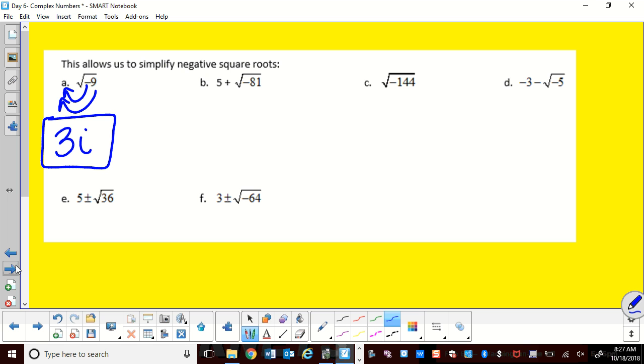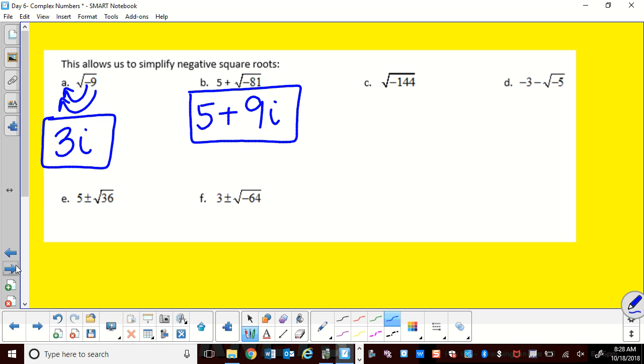So for letter B, I have 5 plus the square root of -81. So I have 5 plus, that's not changing. The square root of 81 is what? 9. And what about my negative? It comes out as the imaginary number. So the square root of -81 converts to 9i. I cannot combine those two. 5 and 9i does not become 14i. Two different things. Same property as combining like terms.